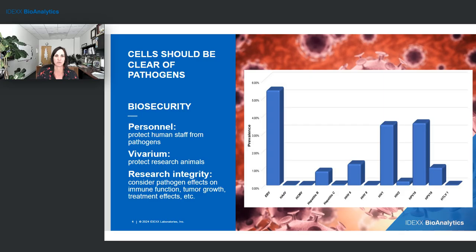This slide shows prevalence data of tested biologics for common human viruses. As you can see here, EBV is the most common positive. This kind of makes sense when we think about the fact that the human population has such a high prevalence rate of EBV. And then this is followed by HIV-1, HPV-16 and 18, and several other human herpes viruses.